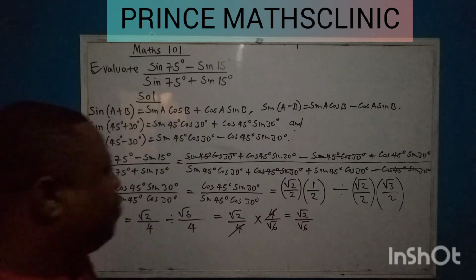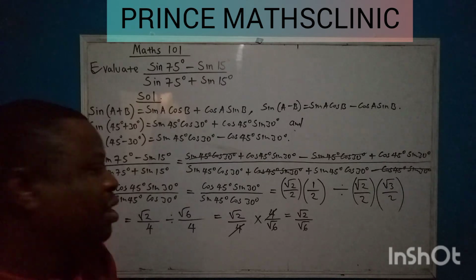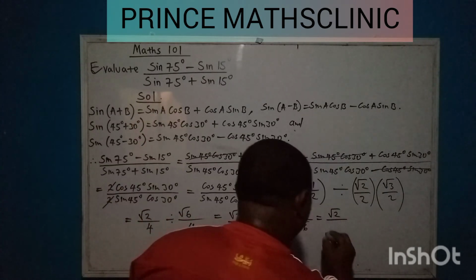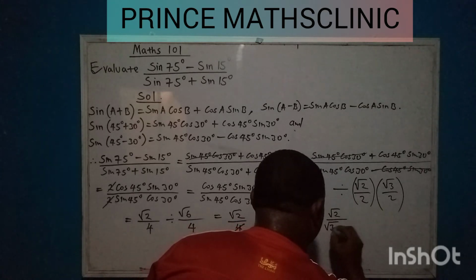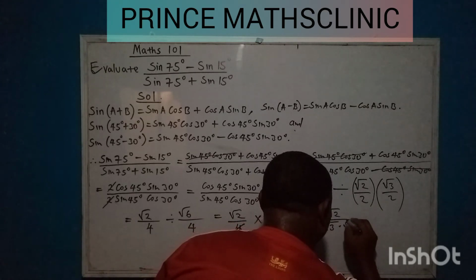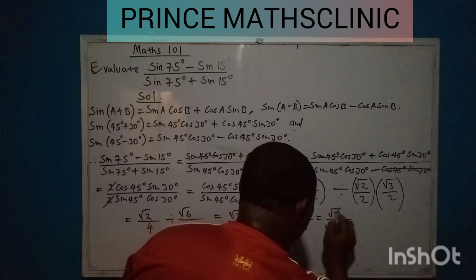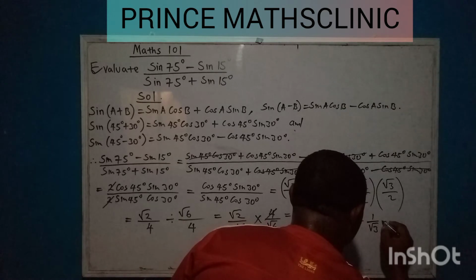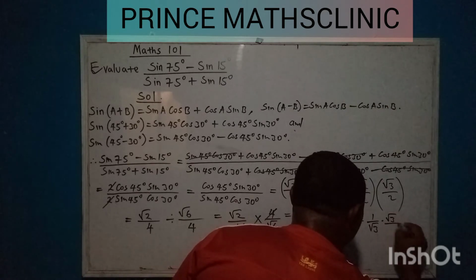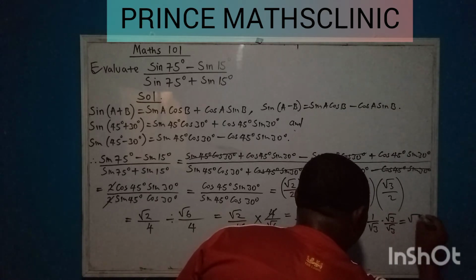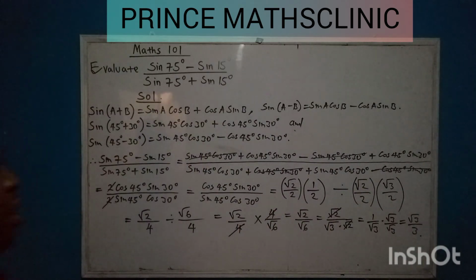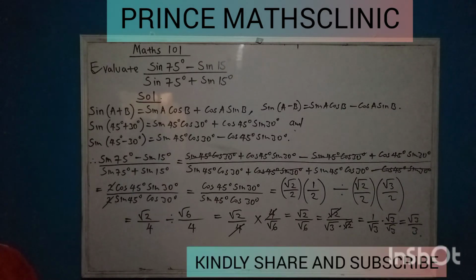And we know we cannot leave it like this, right? So we can do it like this. Root 6 is a product of root 3 and root 2. So 2 we cancel 2, we are left with 1 over square root of 3. So when we rationalize, times root 3 over root 3, we have root 3 over 3. That is the solution to the beautiful question.